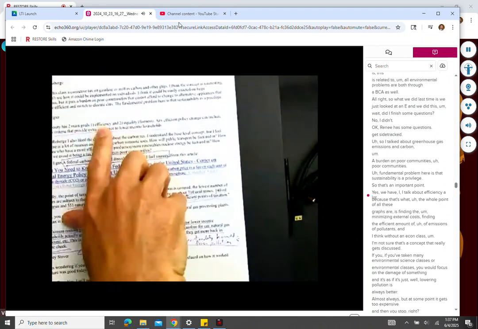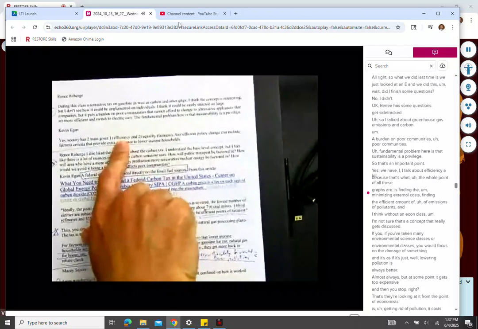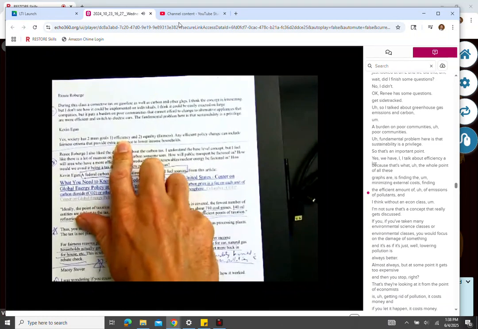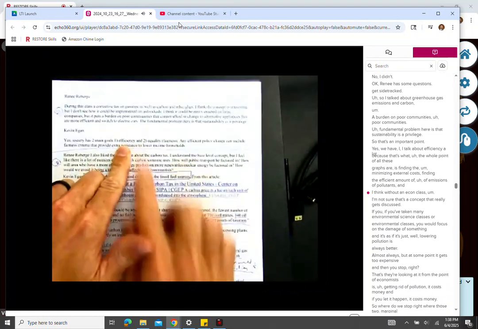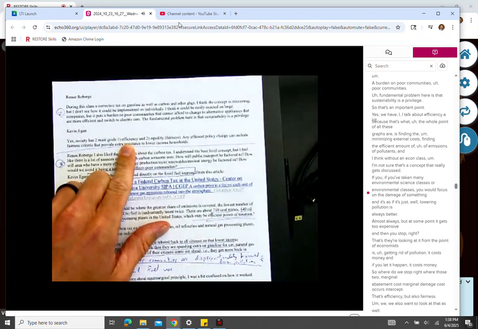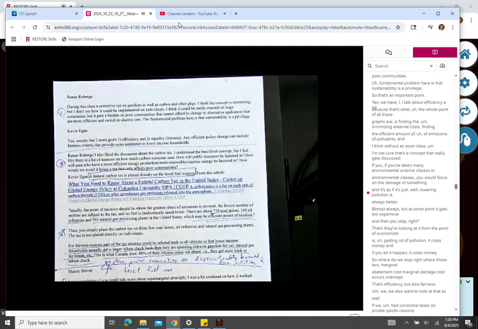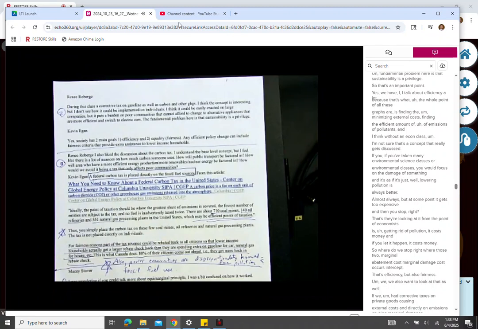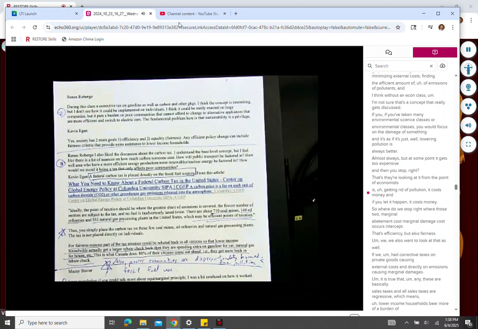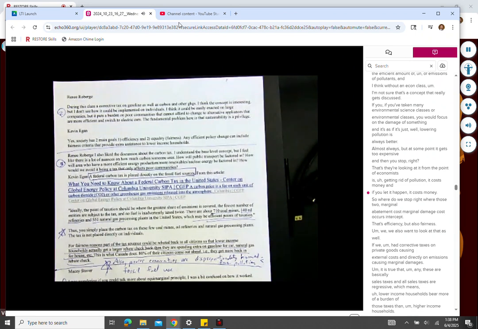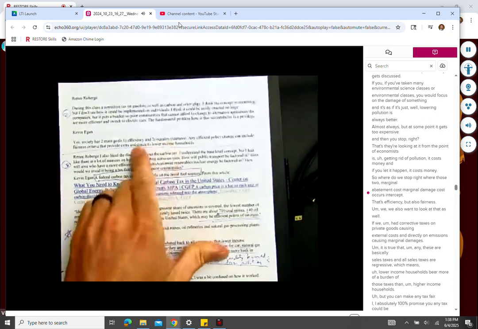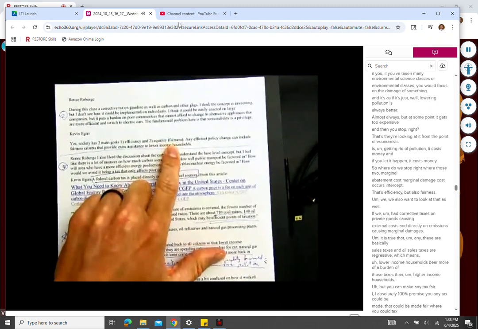Yes, we have. I talk about efficiency a lot because that's the whole point of all these graphs: finding the minimizing external costs, finding the efficient amount of emissions of pollutants. And I think without an econ class, I'm not sure that's a concept that really gets discussed. If you've taken many environmental science classes, you would focus on the damage of something, as if lowering pollution is always better. Almost always, but at some point it gets too expensive, and then you stop. That's looking at it from the viewpoint of economists. Getting rid of pollution costs money, and if you let it happen, it costs money. So where do we stop? Where those two marginal curves, the marginal damage and marginal cost curves, intersect. That's efficiency, but also fairness. We also want to look at that as well.